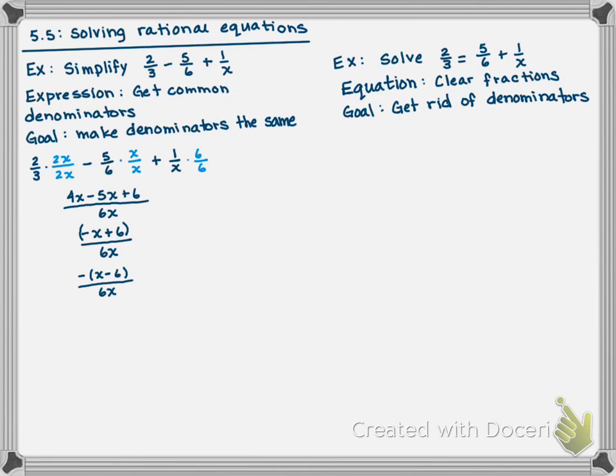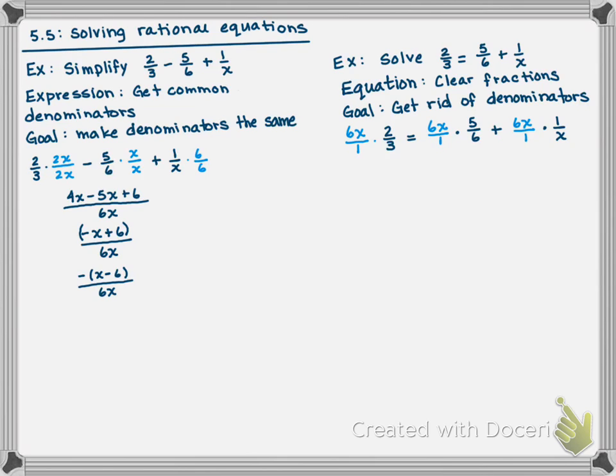So we have 6x over 1 times 2/3 equals 6x over 1 times 5/6 plus 6x over 1 times 1 over x.